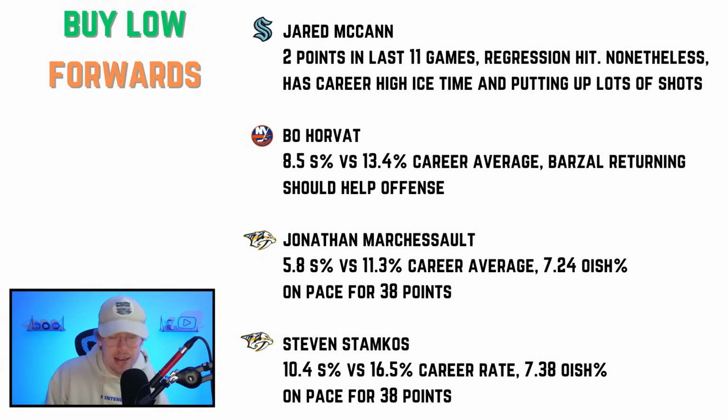I understand this, but if you take all that stuff out of the equation for a second and you just look at the numbers, we can say that what we're seeing right now from Marchessault and Steven Stamkos is unsustainable. With Marchessault, he's getting the exact same ice time that he was on Vegas. He currently has a 5.8% shooting percentage compared to an 11.3% career rate and an extremely low on-ice shooting percentage of 7.24%. With Steven Stamkos, a very low shooting percentage for him as well, 10.4 versus 16.5. Very low on-ice shooting percentage. So obviously, he's not able to put the puck in the net, and neither are his line mates.